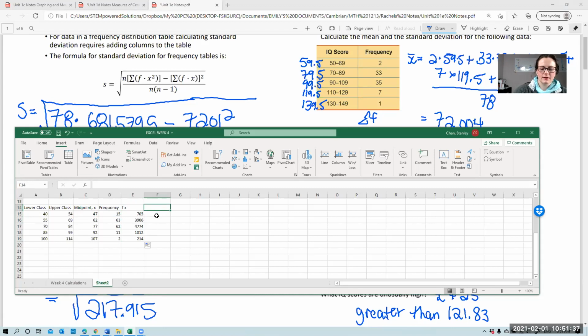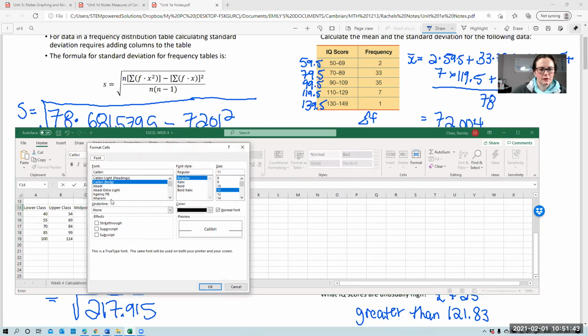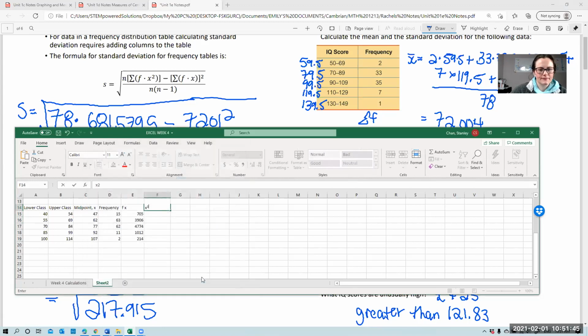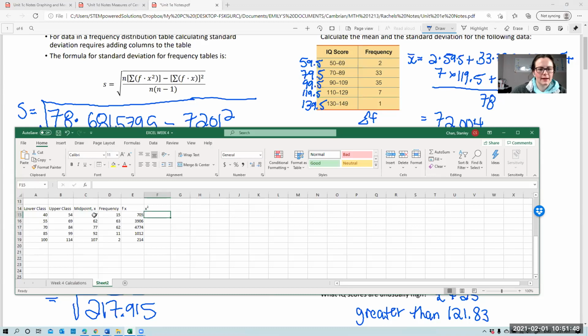X squared is going to be the next thing I do. So x to the power of 2. So x squared, or x multiplied by itself, is just going to be equal to this value multiplied by itself. And then I'm going to drag it down and make sure that it repeats again and again. So C15 times C15, C16 times C16, C17, C18, C19 times C19. So it's just a number multiplied by itself.